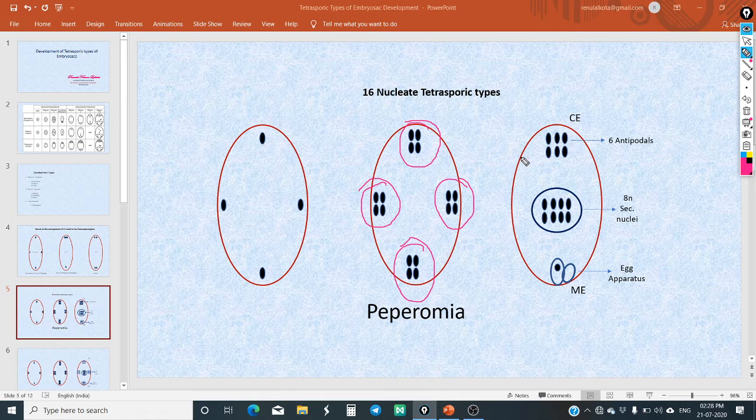And this octoploid secondary polar nucleus fuses with one of the male gametes and forms the nanoploid primary endosperm nucleus, which undergoes repeated divisions resulting in the formation of endosperm, which provides nutrition to the developing zygote. Okay, and the egg cell fuses with one of the male gametes and forms the zygote. Okay, so this is the 16 nucleate tetrasporic type of embryo sac development in Peperomia.